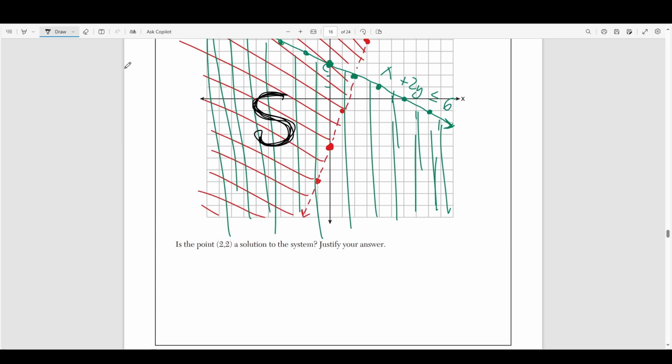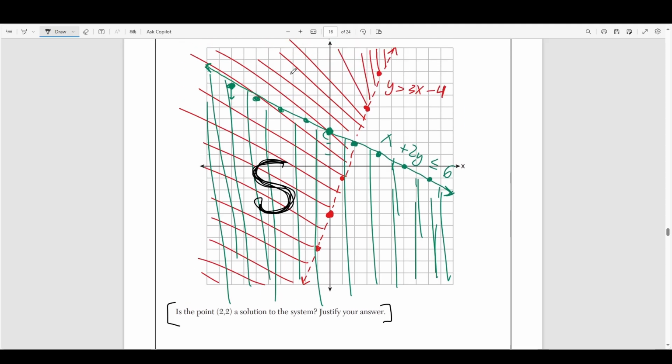So finally, the last part of this, and don't forget this part exists, right? A lot of students just graph it and they move on to the next part of the question. There is a second part to this. It asks us, is the point 2, 2 a solution for the system? Okay, so the point 2, 2 lies here. And you can kind of see that it actually lies on both the red and the green parts of the graph.